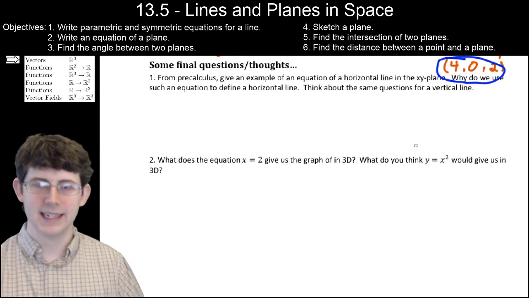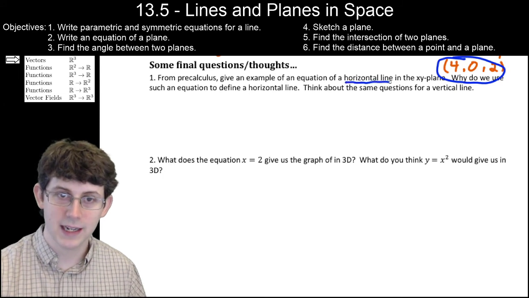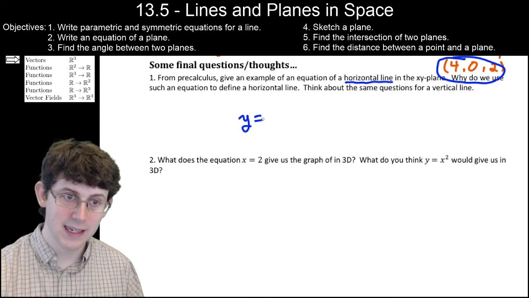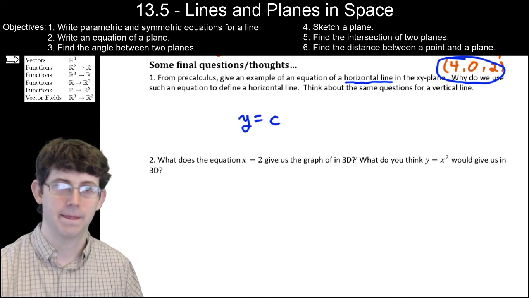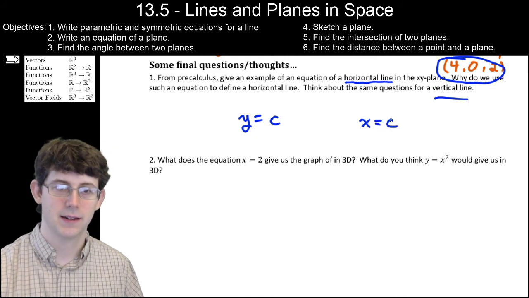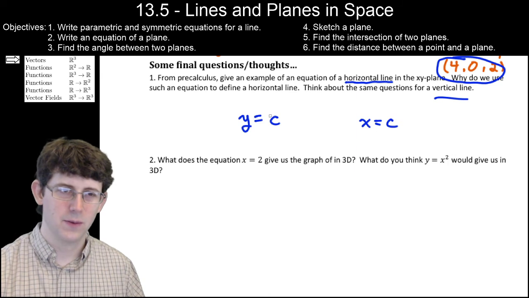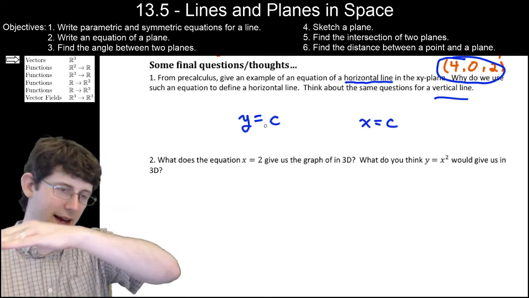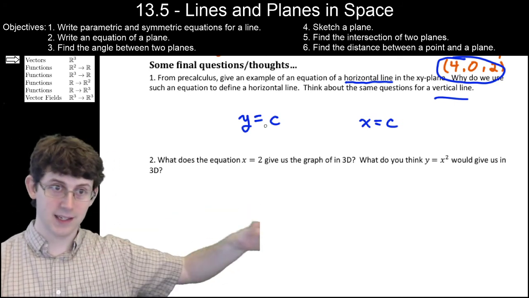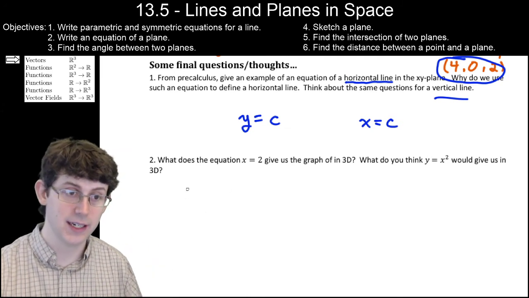Okay, just a couple last final things here. So from pre-calculus, how do we get a horizontal line? A horizontal line in pre-calculus was y equals a number. And a vertical line was x equals a number. Why did that happen? Well, all of the points on a horizontal line had the same y value. But this is frustrating for pre-calculus students because that means that the x-axis doesn't have any x's in its equation.